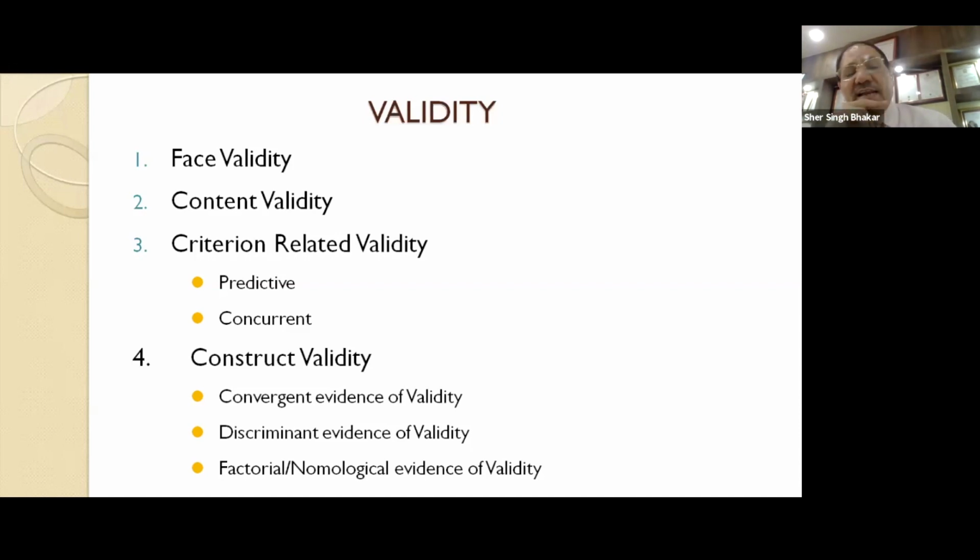Discriminant validity is when you have two constructs, whether they are able to give you entirely different results or different responses. Factors are supposed to be different. Each factor is supposed to be entirely different from the other. So the data in one factor and the data in the other factor must be different. So you should be able to have high discriminant validity between factors.